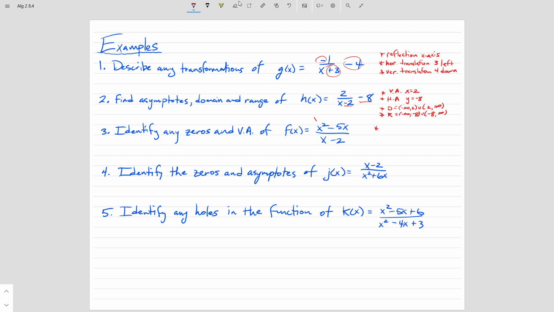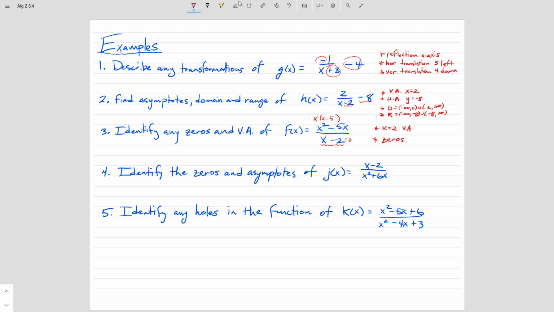So I'm going to have to factor the numerator, x times x minus 5. Nothing cancels. So my vertical asymptote comes from factors of the denominator equal to 0. So x minus 2 equal to 0 would be x equals 2. So I have a vertical asymptote at x equals 2. And then I'm going to look for zeros.